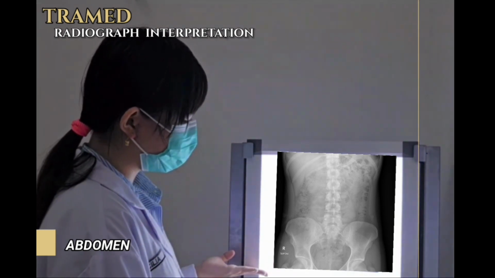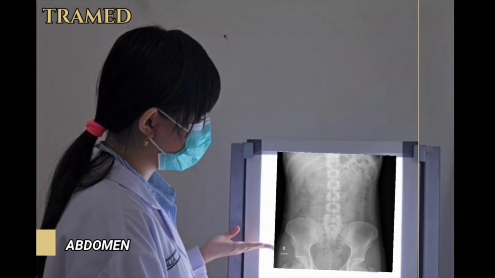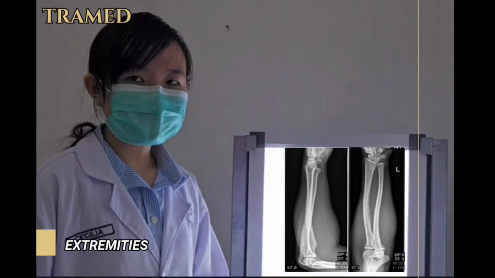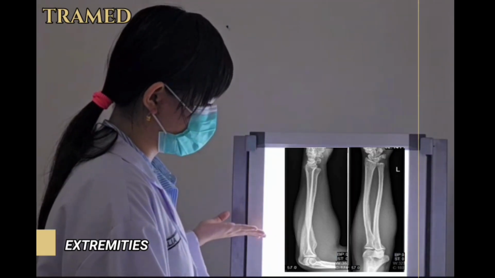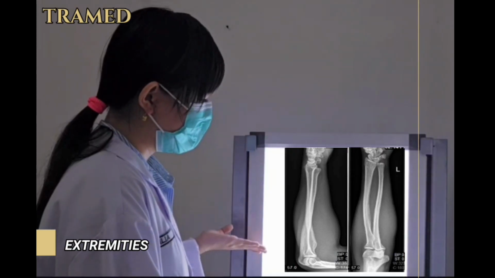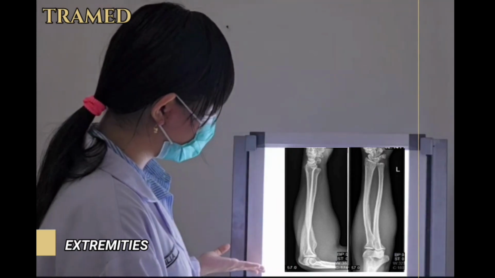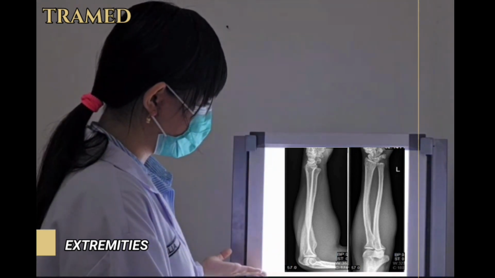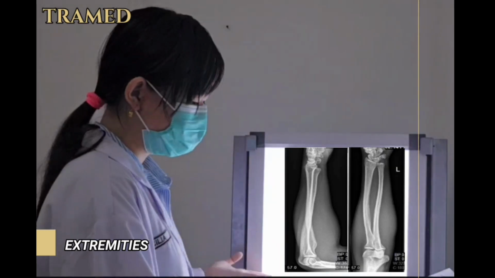And for the conclusion, no abnormality detected in the plain abdominal radiograph. And next is about the extremities. For the extremities, the first is to evaluate the image adequacy of the extremity radiograph. For the first, adequate penetration. The penetration is adequate, it's normal. And for the next is about the anatomical positioning. It's AP.